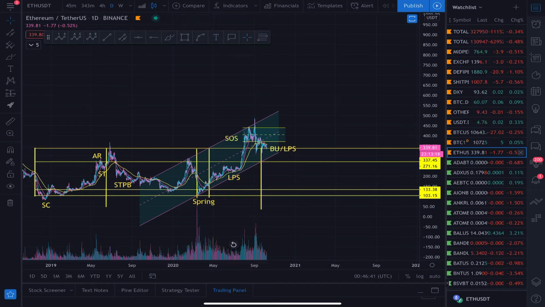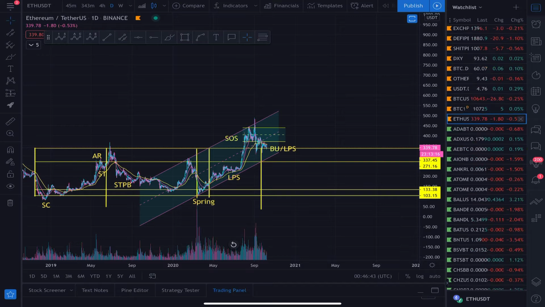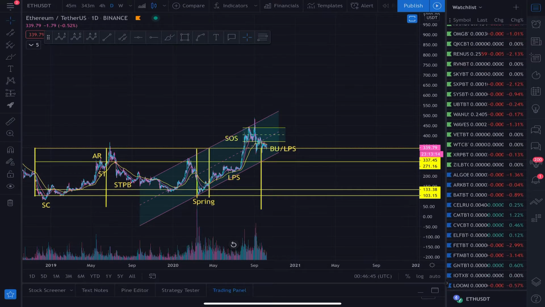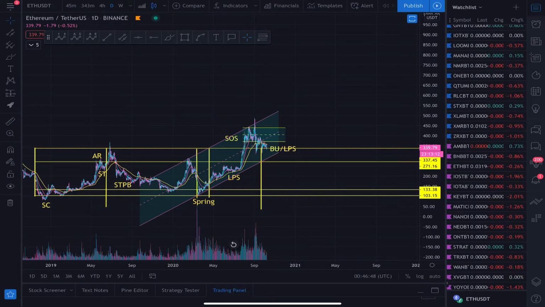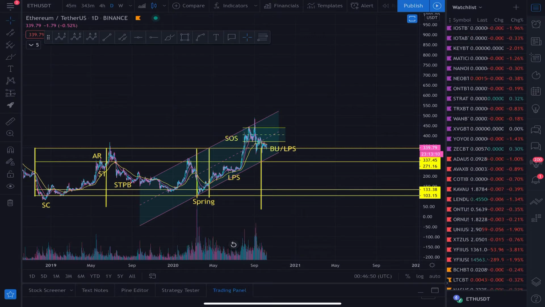Let's go ahead and take a look at Lend. So Lend is another one that's been on my radar. I recently got a request to do an update video on Lend.